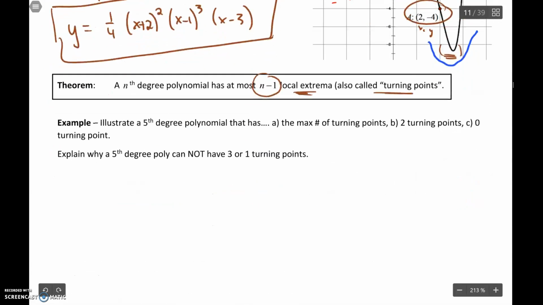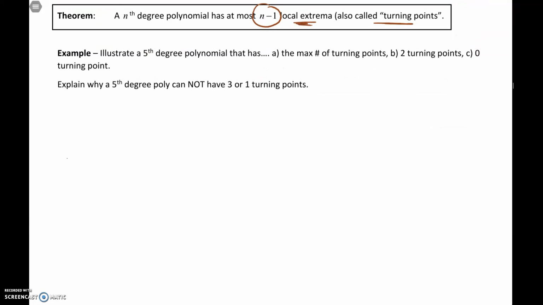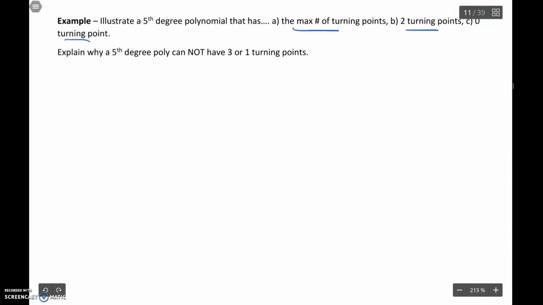So this theorem says if you have an nth degree polynomial, the most it could have is n minus 1 turning points. Illustrate. Illustrate a 5th degree polynomial that has the maximum number of turning points, 2 turning points, or 0 turning points, and then explain why it can't have 3 or 1.